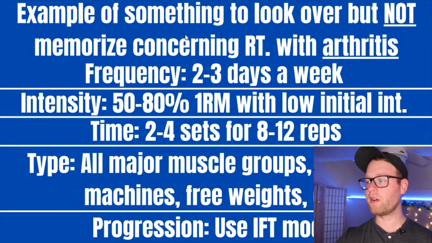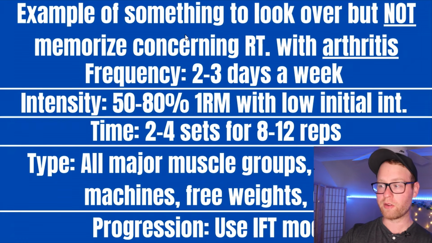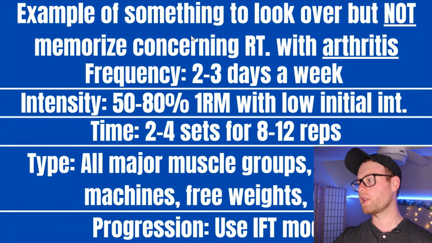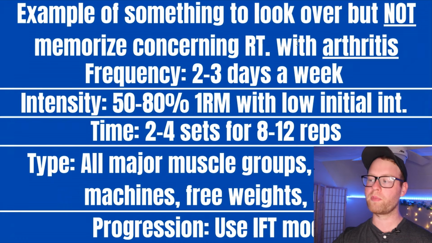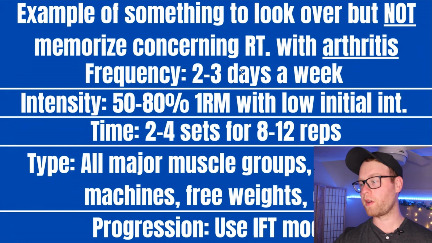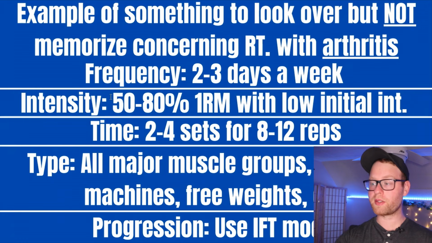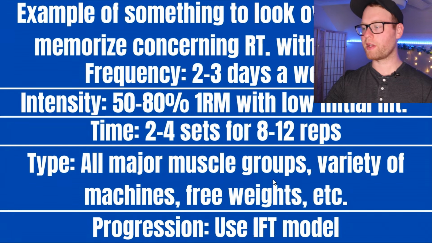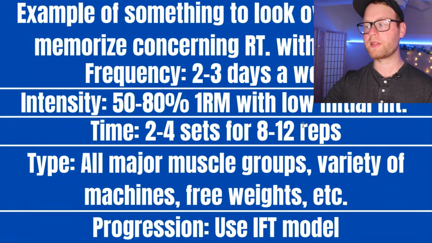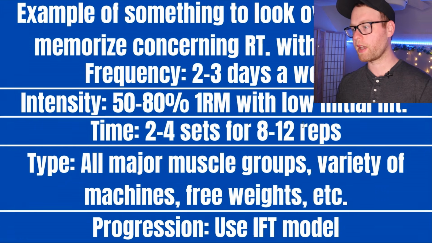And here's a good example of what I'm talking about, something to look over but to not memorize. And here we're talking about resistance training for people with arthritis. They recommend resistance training 2 to 3 days a week for people with arthritis. Your intensity with these clients should be 50 to 80% of 1 rep max with a low initial intensity. And yeah, the rest of this stuff is pretty much status quo. 2 to 4 sets, 8 to 12 reps, yada, yada, yada.